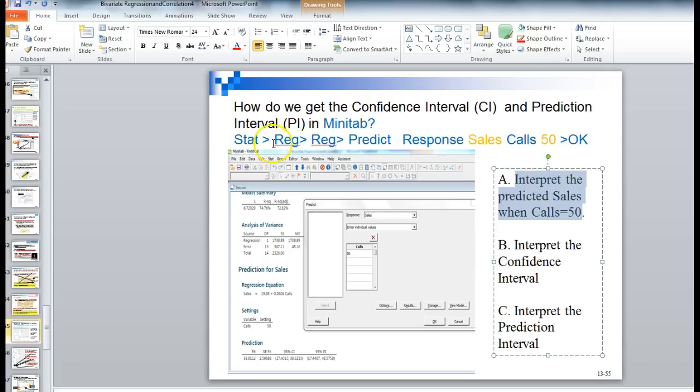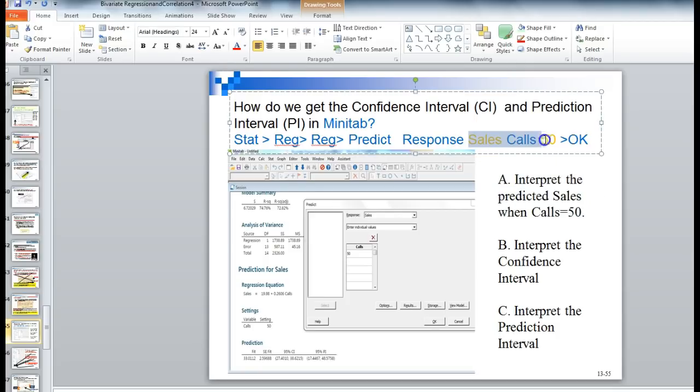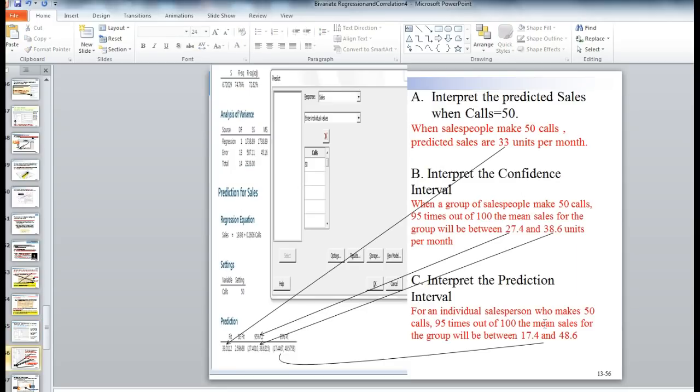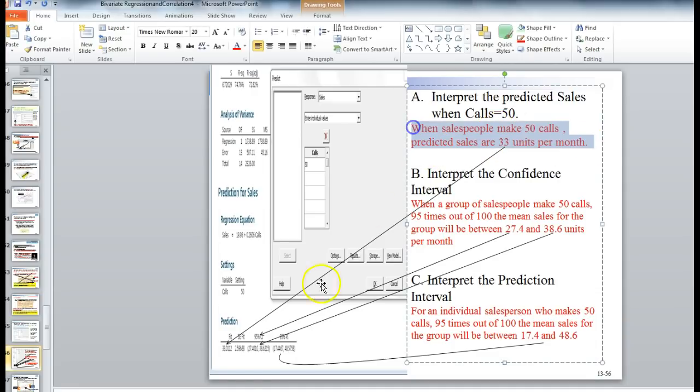So, stat, regression, regression, predict, response sales, calls 50, okay. Interpret predicted sales, interpret confidence interval, interpret prediction interval. These are the very typical questions that you can expect. So, when salespeople make 50 calls, predicted sales are 33 units per month. So you see, that's your fit. Under fit is your y hat. Fit is your y hat, a point on the line. That is a point on the regression line.